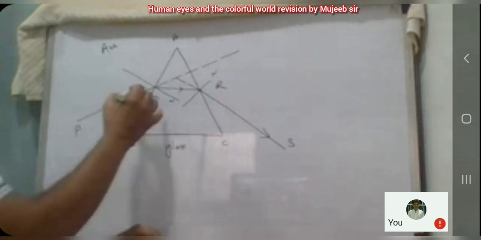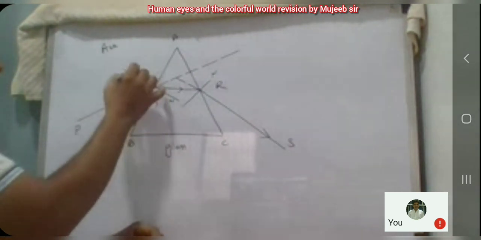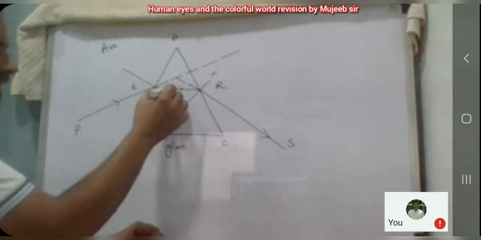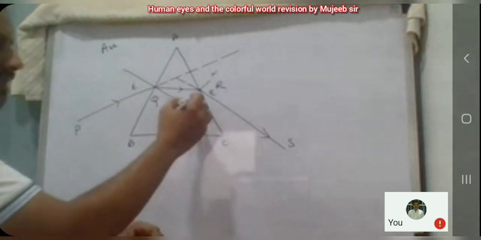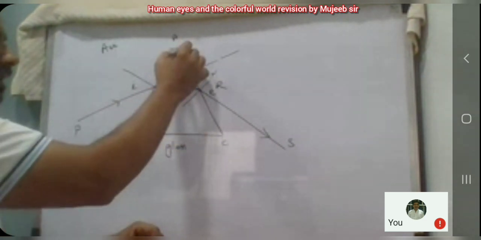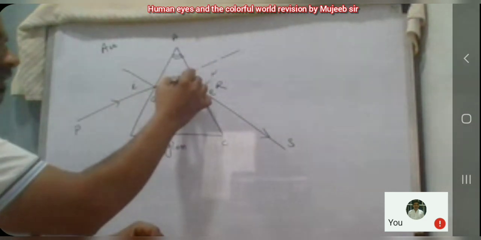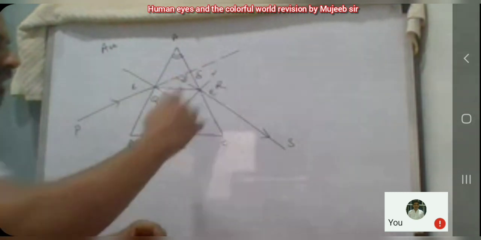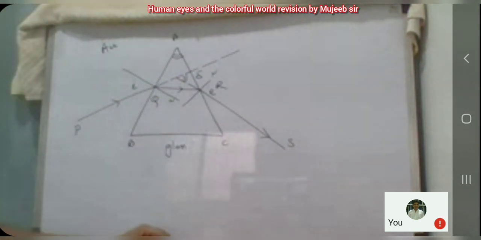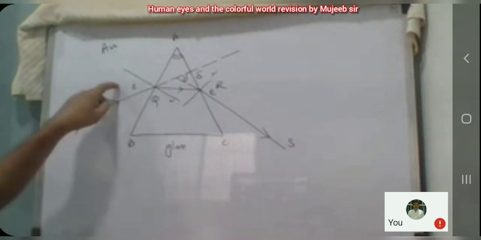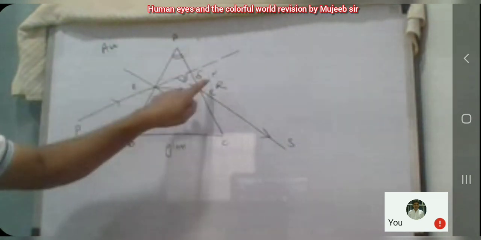Okay, here this angle between the incident ray and the normal is called the angle of incidence. This angle between the emergent ray and the normal is called the angle of emergence. Then this angle is angle A, and this angle is the angle of deviation, delta. So in this way we got four angles: angle I, angle E, angle A, and angle delta.